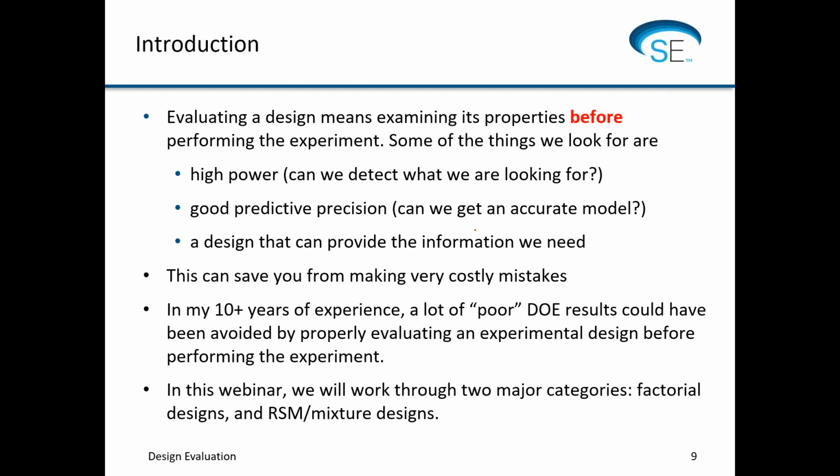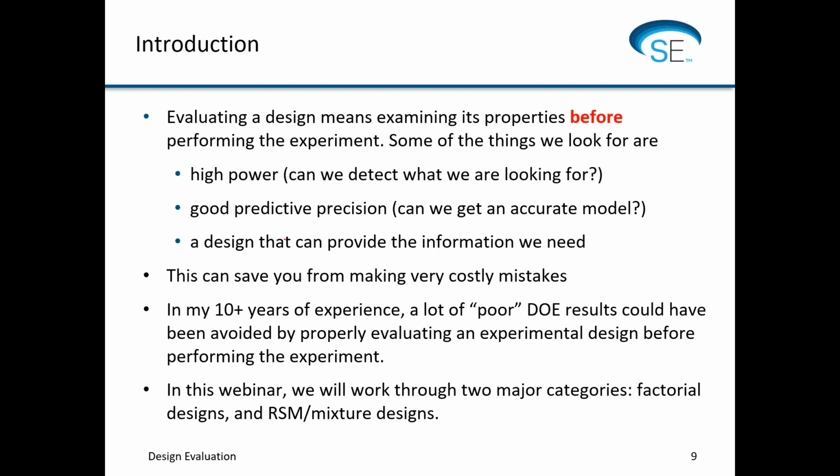With that said, evaluating a design means examining its properties before performing the experiment. Some of the things we might want to look for are high power. Can we detect what we are looking for? Like if we're looking to see if temperature has an effect on your process, is the design that we're using even capable of answering that question? Good predictive precision. In other words, if we're fitting a response surface, how precise is that surface going to be? If we repeat the experiment, are we going to get a surface that's similar to the first one? Or are we going to get something that's wildly different?